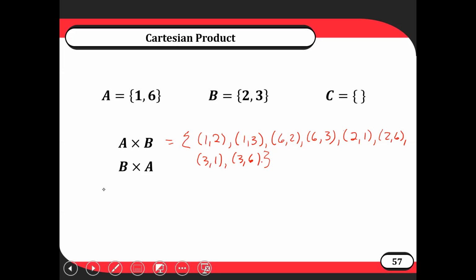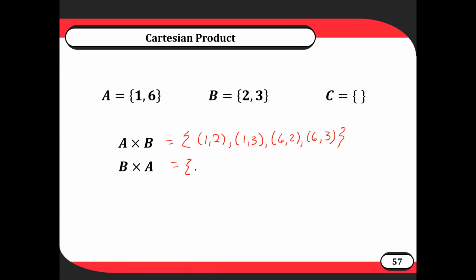B times A. Oh, sorry, no, I did that wrong. Yeah, the first one must be from A. My apologies. I actually wrote A and B and A cross B and B cross A together. So this is actually 2, 1, 2, 6, 3, 1, and 3, 6.